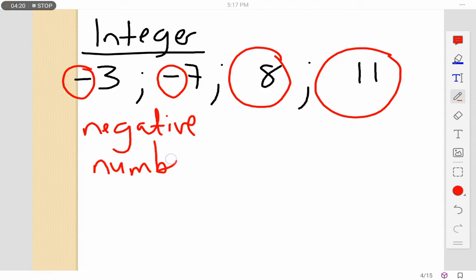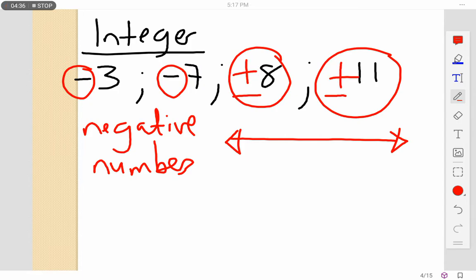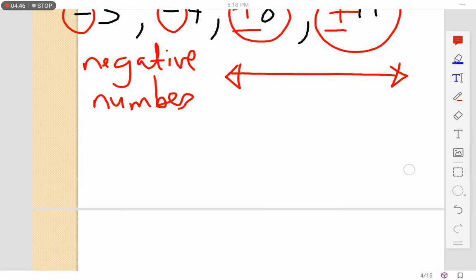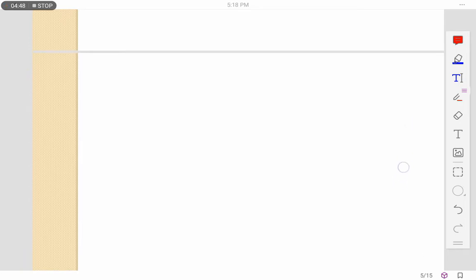On my right here, these numbers have no sign, but it's there. When we write a number like 8, we assume there is a plus sign, so they carry a positive sign. To elaborate, let's have some examples of addition of directed numbers. I'll start with addition of directed numbers.